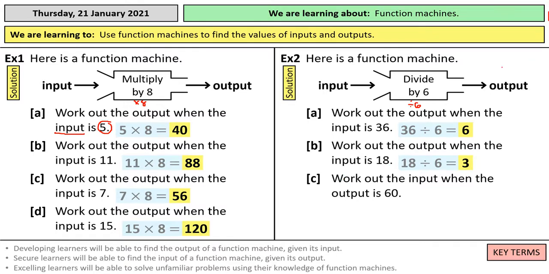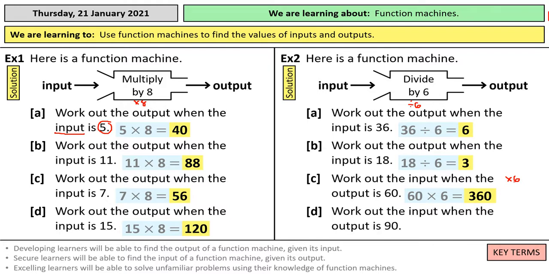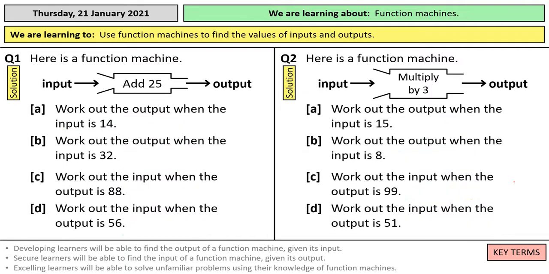Okay, we're told what the output is, so we have to work backwards. This is where the inverse is very important. We have to know what the inverse of divide by 6 is. The inverse of divide by 6 is multiply by 6. So we're having to work backwards. If our output is 60, we have to multiply by 6 to find our input, which would be 360. What about if we have an output of 90? We have to do the opposite again, because it's an output, we're working backwards, multiply it by 6, we'll get a value of 540. Pause this video and have a go at these questions.